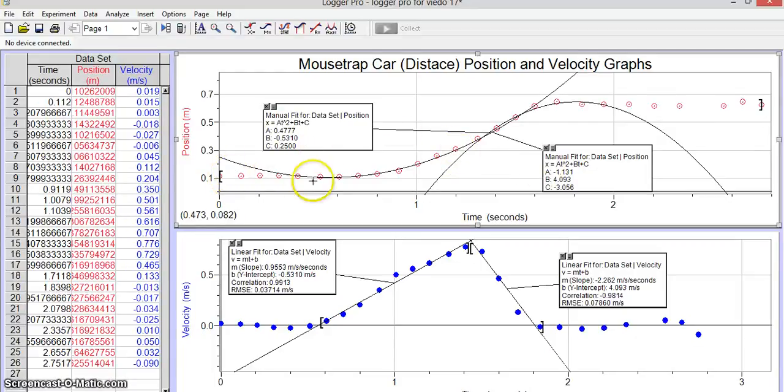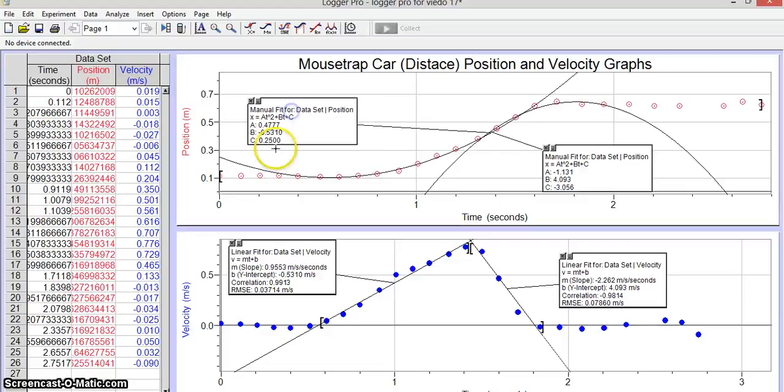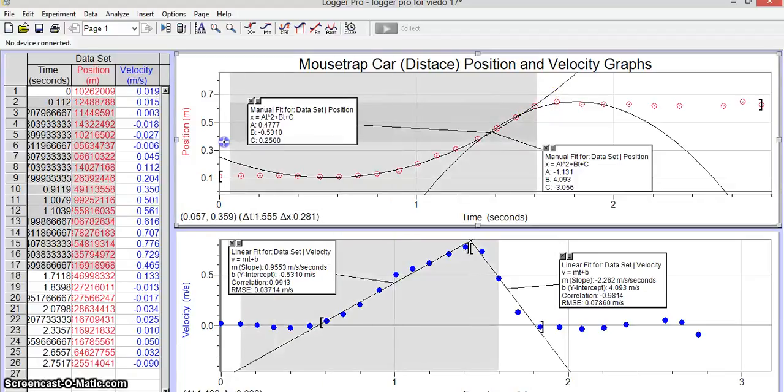What I did essentially here was find the equation for the position time graphs too. For the part where the car is speeding up, this entire part, the equation for that curve is 0.4777 t squared plus or minus 0.5310 t plus 0.25. That equation would model the motion of the car when it was speeding up, my mousetrap car.